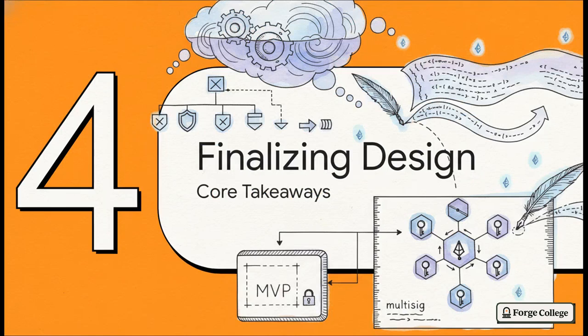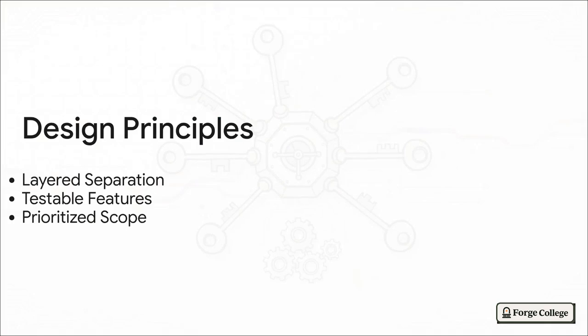Finally, Section 4, finalizing your design. Okay, we have our mental model, our threat workflow, and an MVP scope. Let's lock in the core takeaways. If you want your engineers to love you and your auditors to actually pass you, your final design brief needs these 3 things. First, layered separation. Know exactly which trust boundary you're modifying. Second, explicitly testable acceptance criteria. Leave literally zero room for interpretation. And third, a pragmatic, prioritized scope that respects your real-world operational constraints.